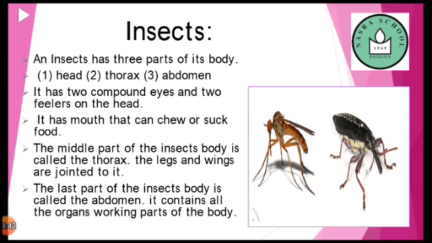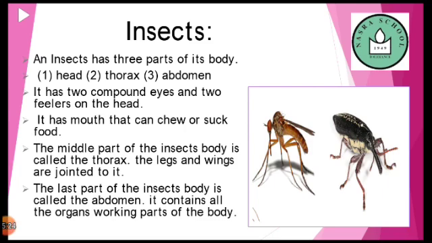Now we have insects. An insect has 3 parts of its body. Number 1, its head. Number 2, thorax. And number 3, abdomen. It has 2 compound eyes and 2 feelers on the head. It has mouth that can chew or suck food. The middle part of the insect's body is called the thorax. The legs and wings are jointed to it. The last part of the insect's body is called as the abdomen. It contains all the organs and working parts of the body.